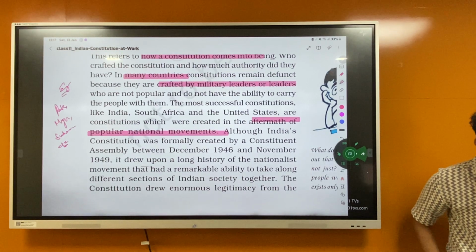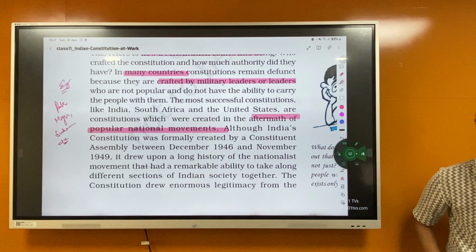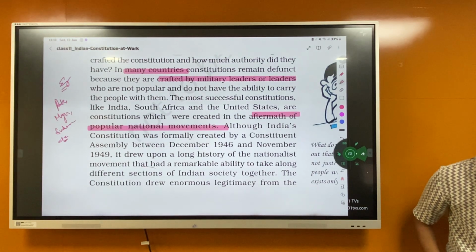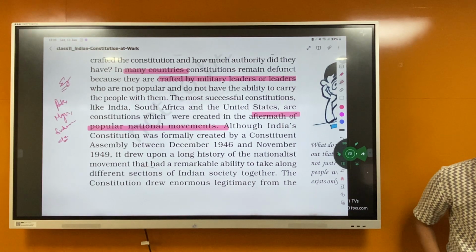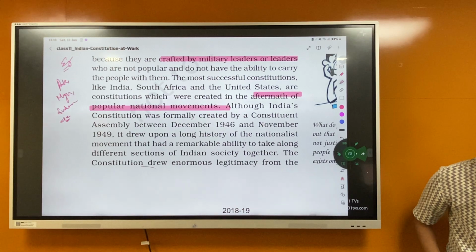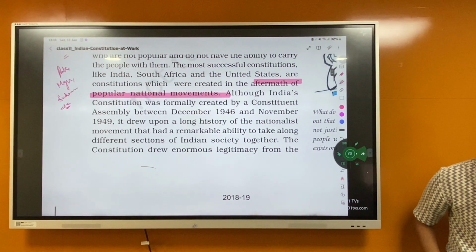The most successful constitutions, like those of India, South Africa and the United States, are constitutions which were created in the aftermath of popular national movements. So here we could see there was some national movement in all the countries. Although India's constitution was formally created by the Constituent Assembly between December 1946 and November 1949, it drew upon a long history of nationalist movements that had a remarkable ability to take along different sections of Indian society together.